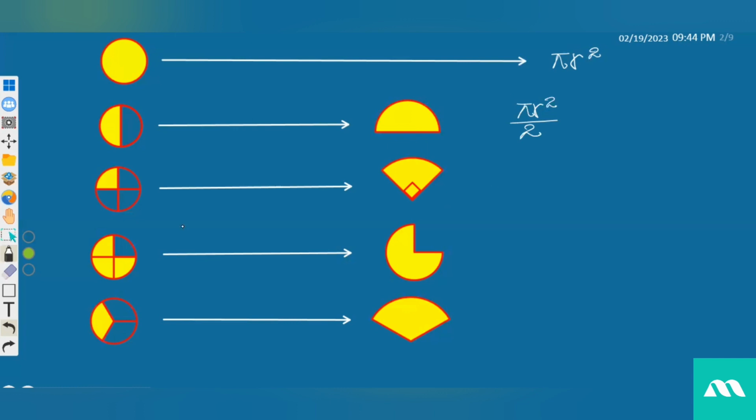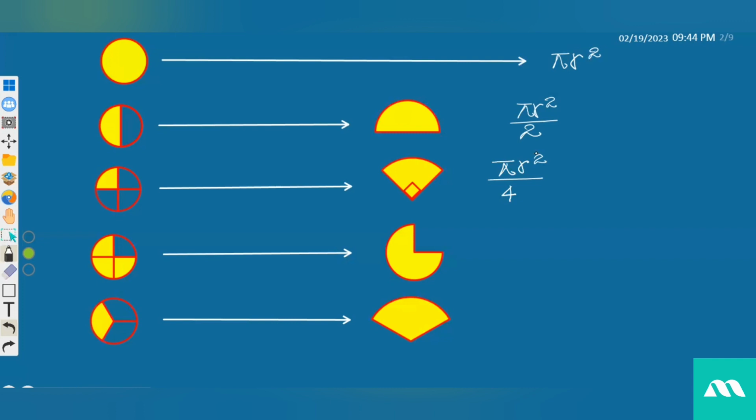If we divide the circle into 4 equal parts and one part is considered, it is called a quarter of a circle. A quarter of a circle can be identified by the angle at the center, this 90 degrees. This is 1/4 of a circle. The area of a full circle is pi r squared. If we divide it into 4 equal parts and consider one part, the area of that part is given by pi r squared upon 4.